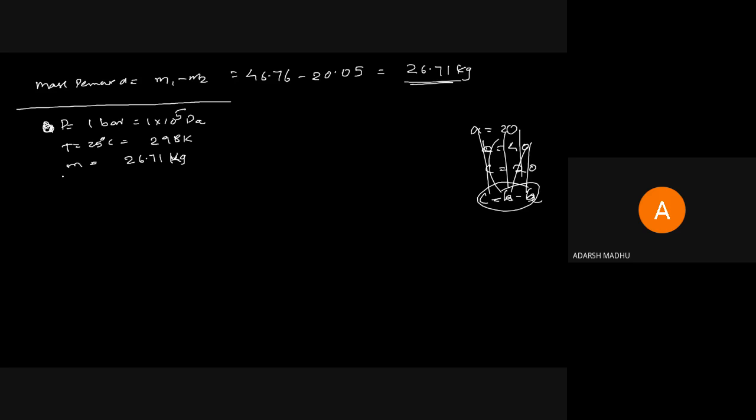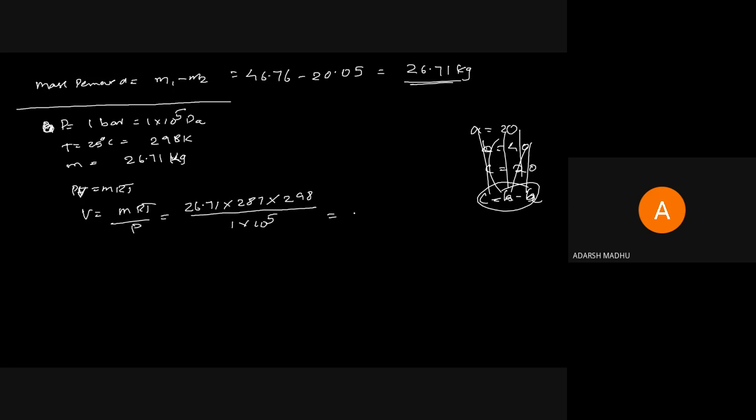Then you have the equation PV equal to MRT itself, and you want to find out the volume with respect to that particular mass. That is the way of expressing the mass as volume. PV equal to MRT, then V equal to MRT by P, that is M equal to 26.71, R equal to 287, temperature equal to 298, divided by P, which is 1 into 10 raised to 5. That is the volume, meter cube.